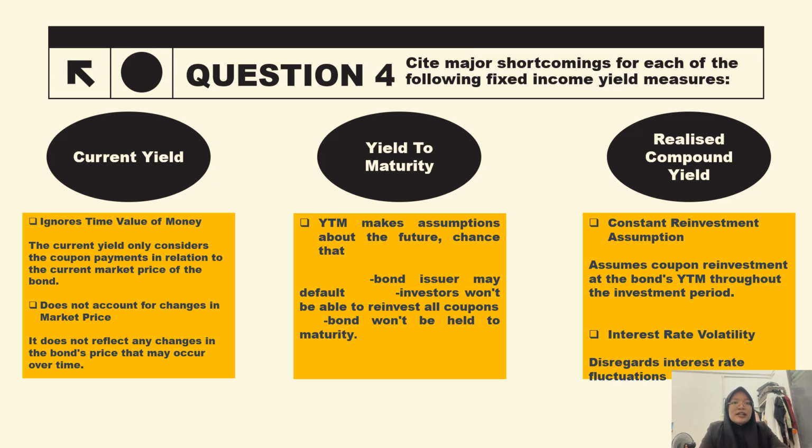The last one is interest rate volatility, which is that realized compound yield does not factor in changes in interest rate over the investment horizon. So the fluctuations in the interest rate can impact the reinvestment of coupon payments and the realized yield, and also make it less reflective of the true return experienced by the investors.